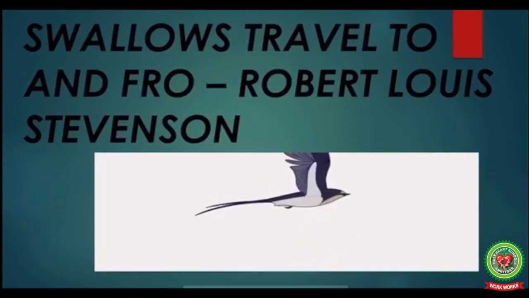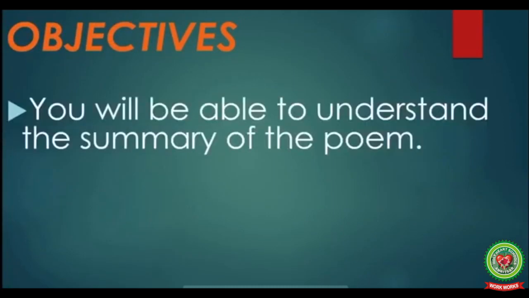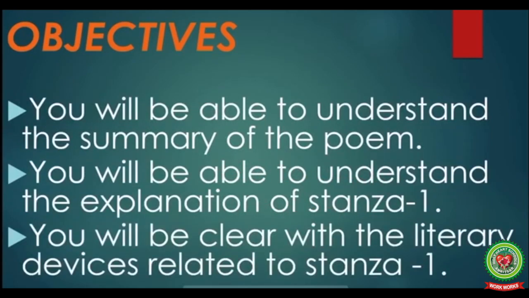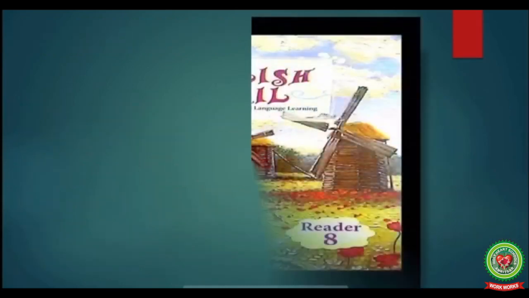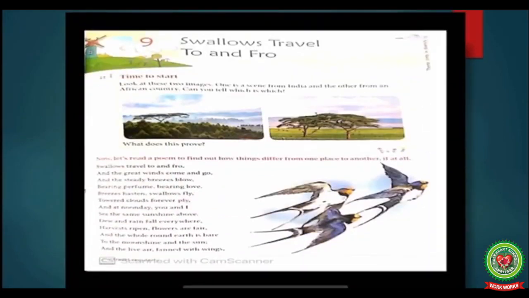Robert Louis Stevenson. Let's discuss the objectives first, children. By the end of this session, you will be able to understand the summary of the poem. You will be able to understand the explanation of stanza 1, and you will be clear with the literary devices related to stanza 1. Now children, take out your Headword English Trail Reader 8 book, and in this book, take out your poem 9, Swallows Travel to and Fro.